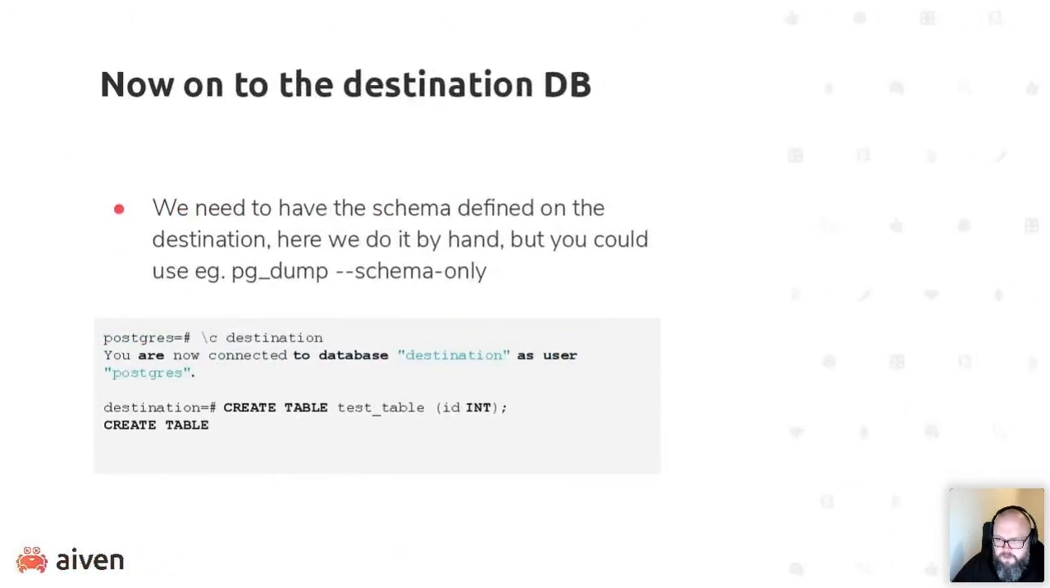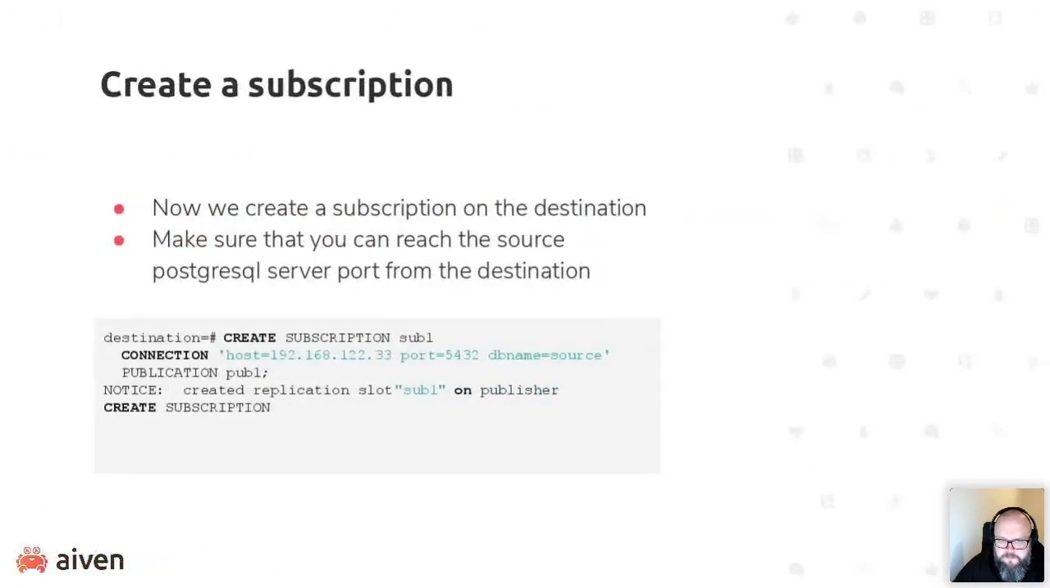The next step is to create the empty destination table. For a bigger set of tables, we could likely use pg_dump schema only, but in this test case, it's simpler to just create the table by hand. The final step is to create a subscription on the destination cluster with CREATE SUBSCRIPTION, pointing it at the master's hostname, port, database name, and publication.